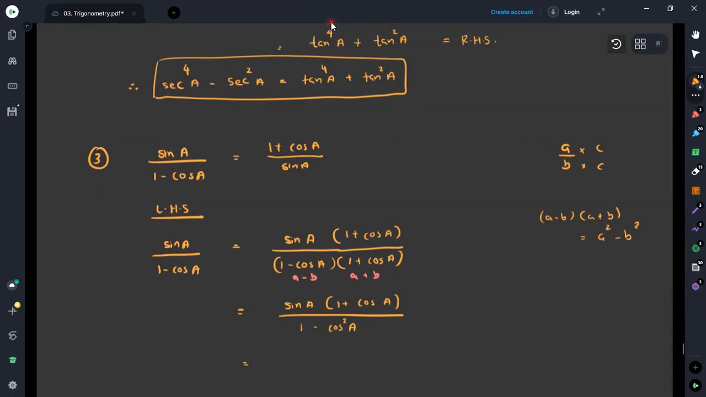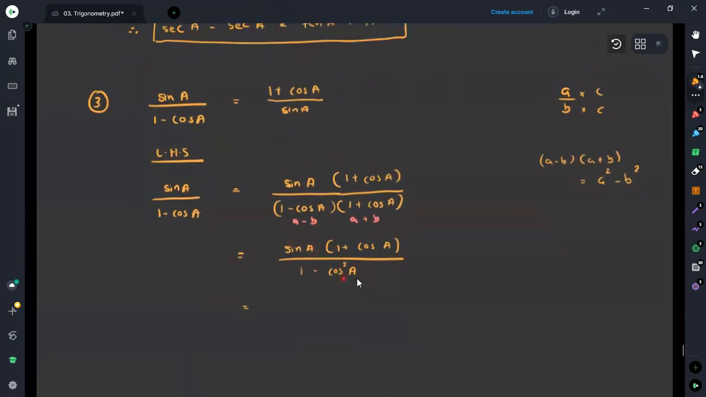Therefore, we can make this 1 minus cosine squared A, and in the new denominator we have to make it sine squared A. I will write the numerator as it is, but in the denominator, instead of 1 minus cosine squared A, I will write sine squared A. Then we can cancel out one sine A with the sine squared A. Therefore, I will get the answer as 1 plus cosine A divided by sine A. And now you can see that this is equal to the right hand side of the equation as well.